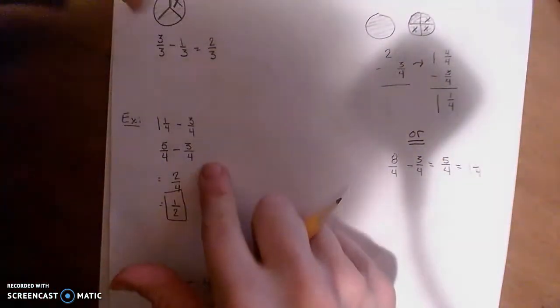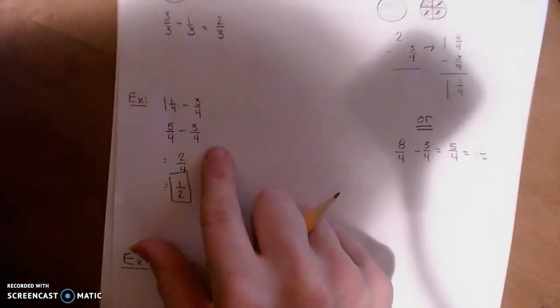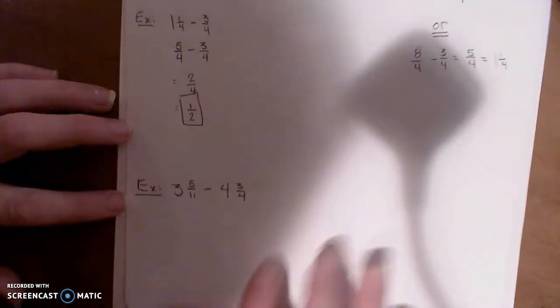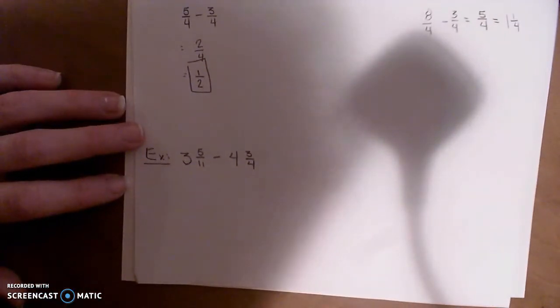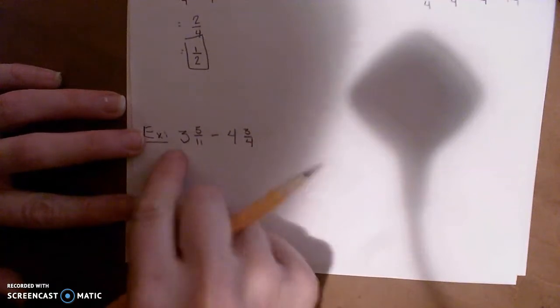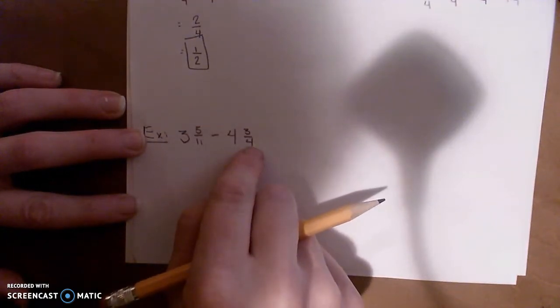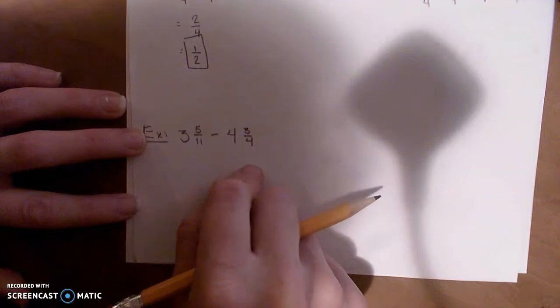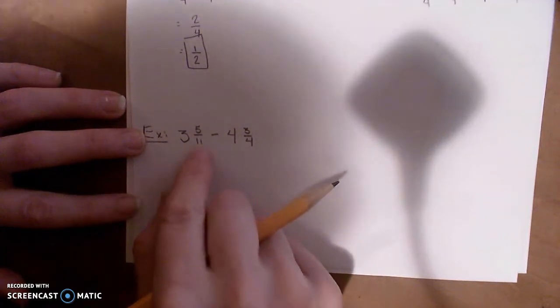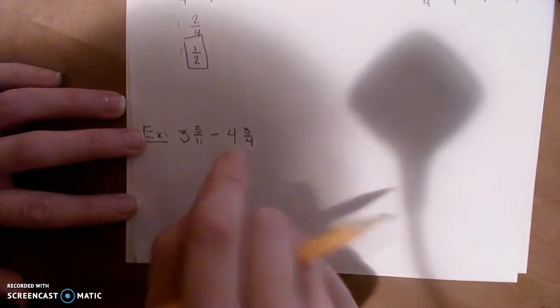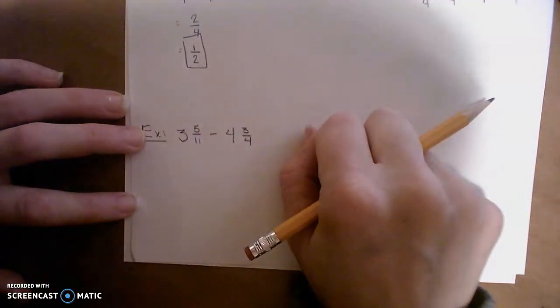So generally, this might be the easiest way to compute with mixed numbers. Just convert them to improper form. All right, one more. 3 and 5/11 take away 4 and 3/4. Something to notice about this problem, 3 and 5/11 is less than 4 and 3/4. So I should end up with a negative number here.